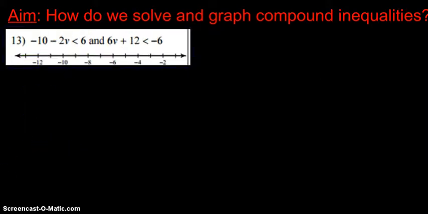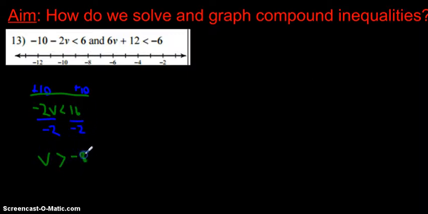This is an AND inequality. Same thing, this one in green, that one in purple. So we'll add 10 to both sides, and that will leave us with negative 2v is less than 16. We have to divide both sides by negative 2. And v will be greater than, again, we divided by negative, we have to reverse the symbol, greater than negative 8. This side will do the same.